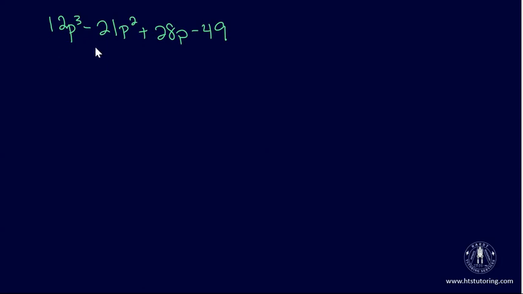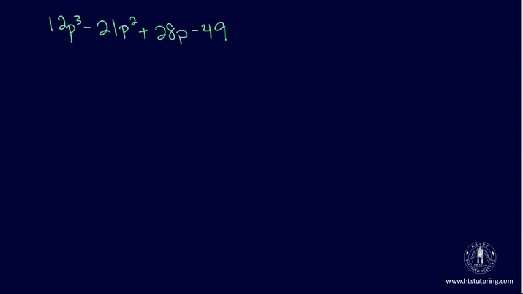Okay, in this video we're going to talk about factoring by grouping. This usually happens when you've got an even number of terms. In this case we've got 4 terms, and we want to factor this. First, we can look and see: is there a common factor between 12, 21, 28, and 49? And there is not.